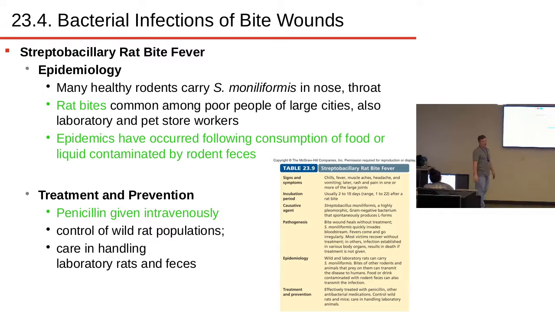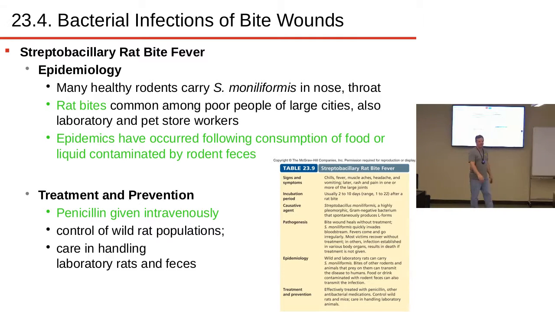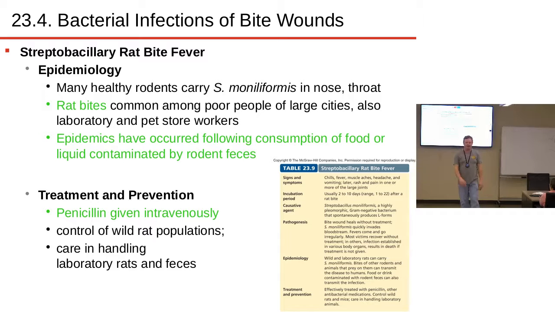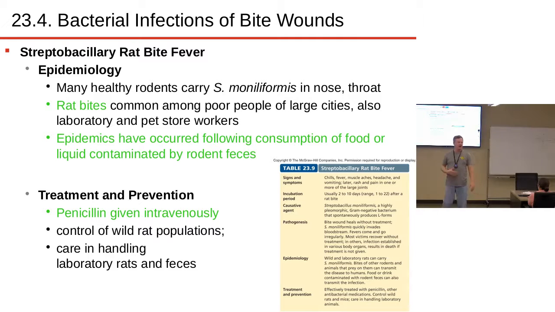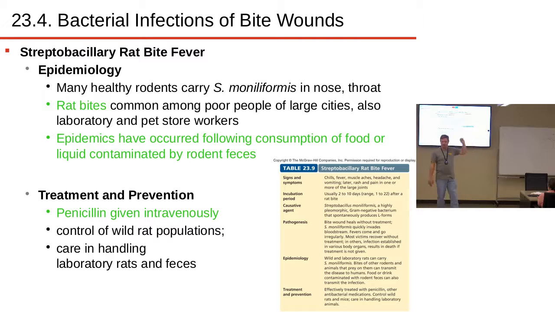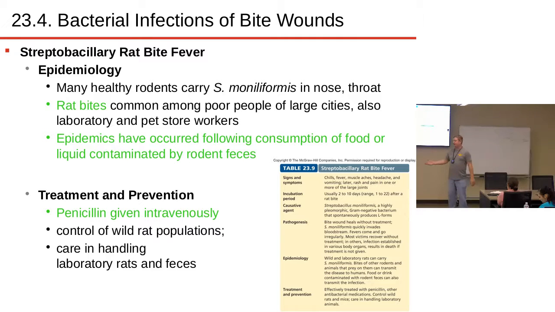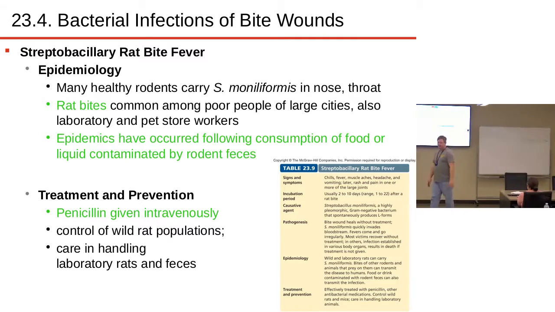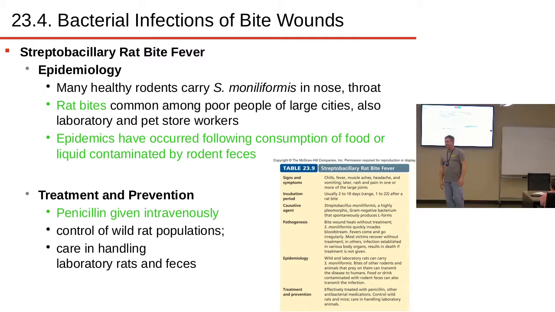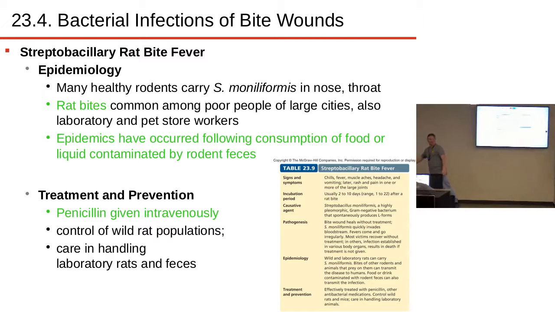Epidemics, which is kind of the gross part. Again, you may live in a very clean house and never have seen a rat in your life. You may never want one as a pet, but there's always a chance that you can still get this, and it comes from consumption of food or liquids that have been contaminated by rodent feces, and this comes from kitchen areas. So, yeah, kitchens are gross for the most part.